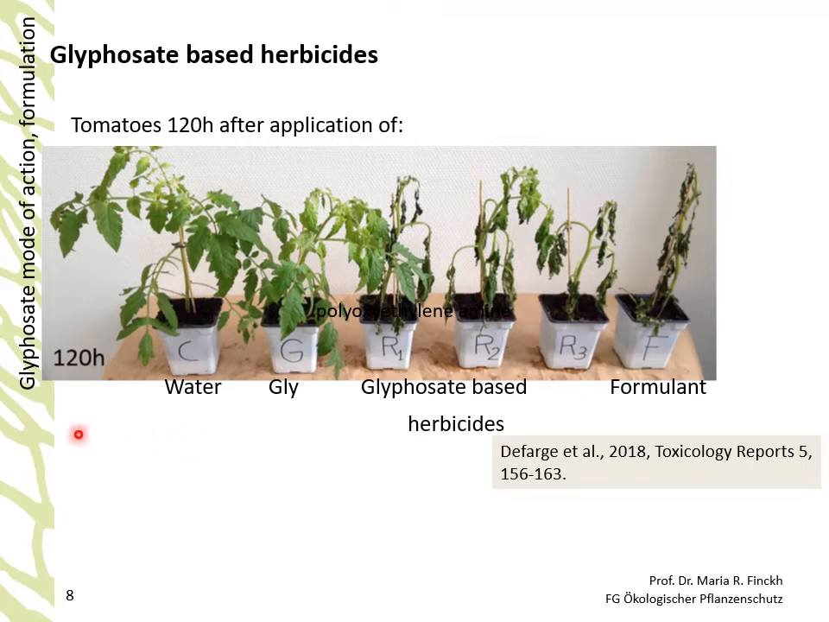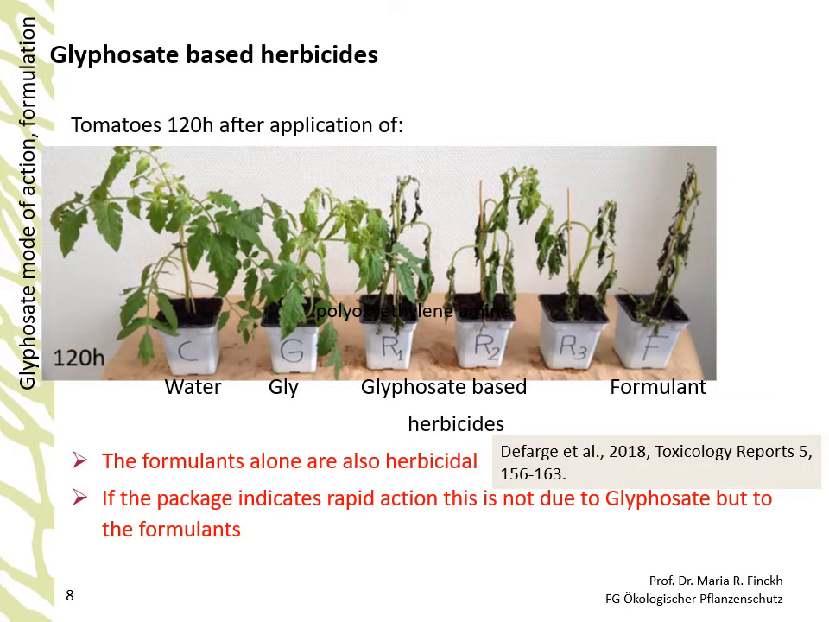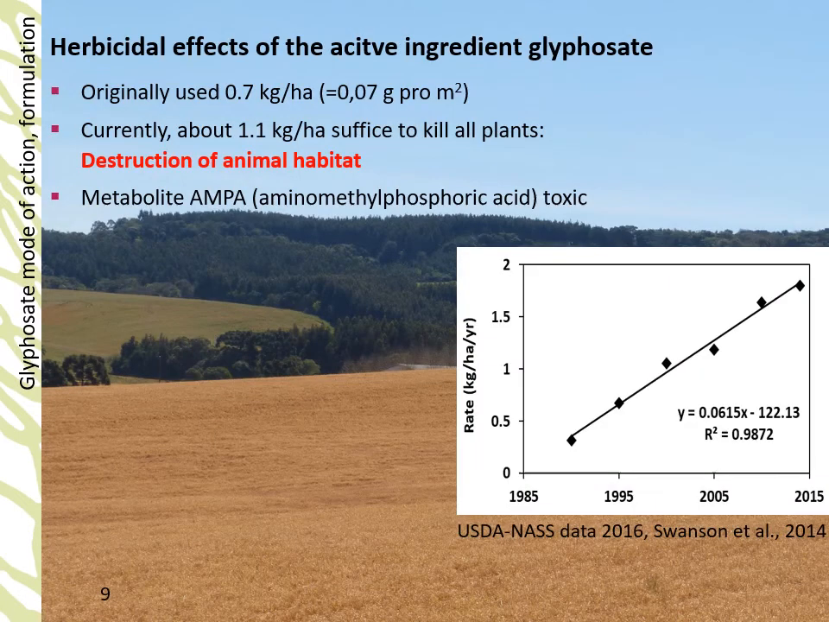And this is one of the problems we encounter with the glyphosate-based herbicides. Nevertheless, glyphosate itself will kill the plants if you wait long enough. So the formulants alone are also herbicidal, and if the package indicates rapid action within 1 or 2 days, then you can be sure it's not glyphosate that has been killing your plants, but something else, because glyphosate takes 5 to 10 days.